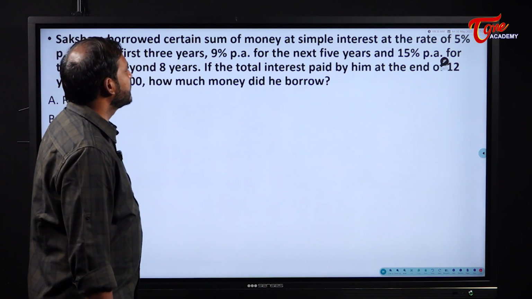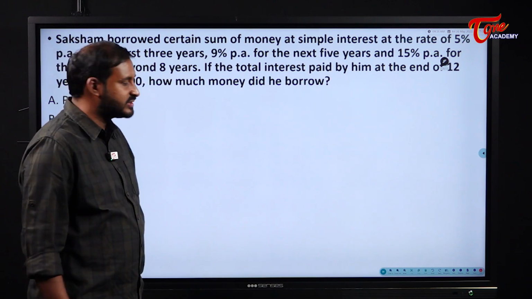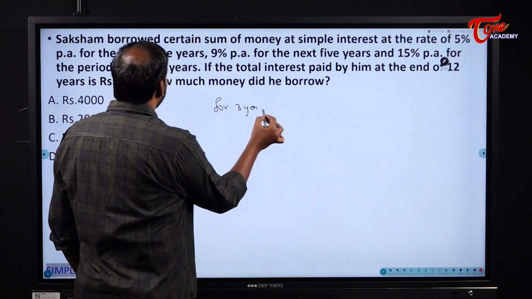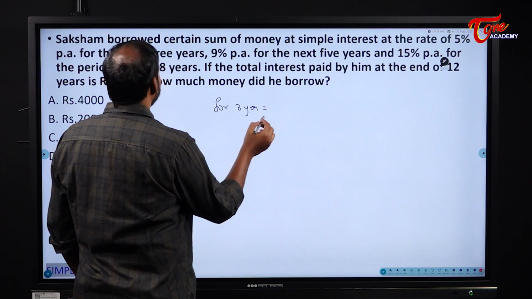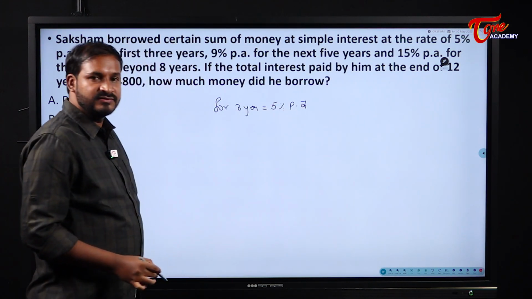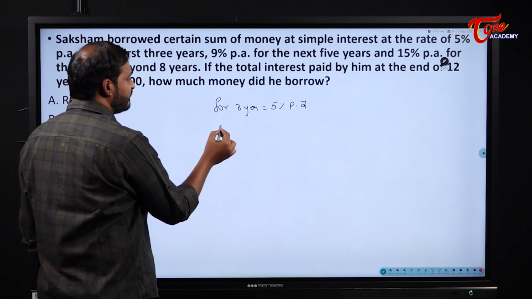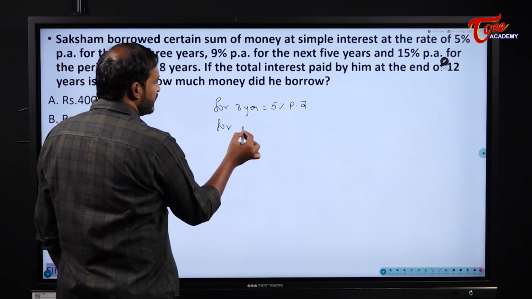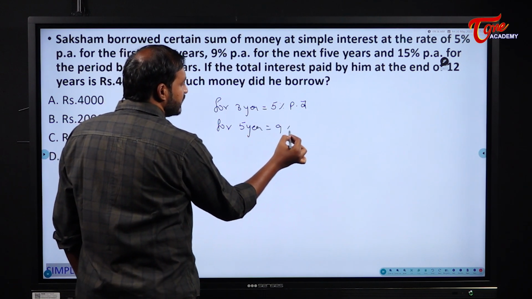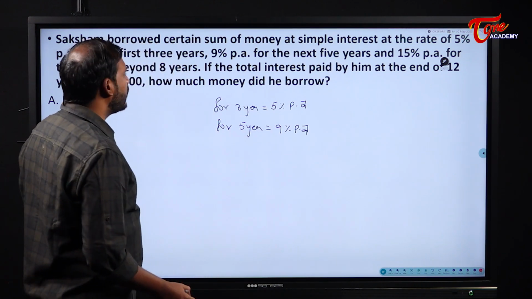Saksham borrowed a certain sum of money at simple interest at the rate of 5% per annum for the first 3 years. For 3 years, the rate of interest is 5% per annum. 9% per annum for the next 5 years. For those 5 years, the rate of interest he is paying is 9% per annum. And 15% per annum for the period beyond 8 years.